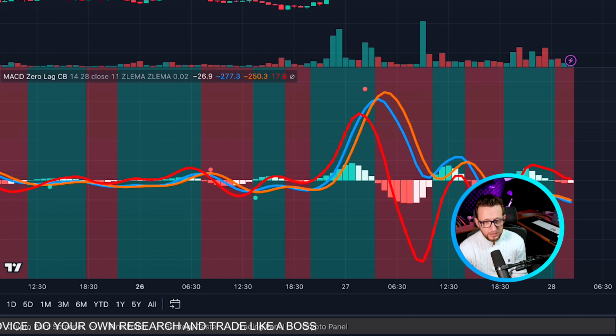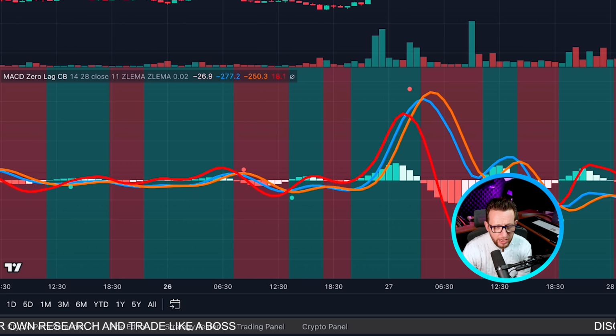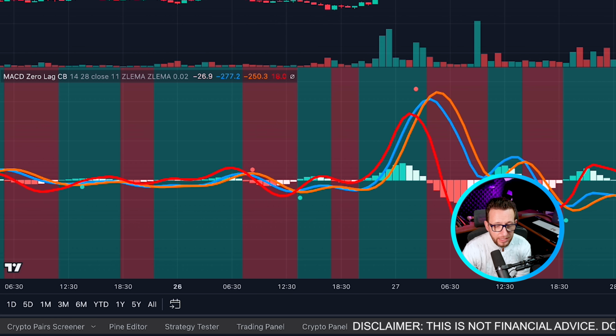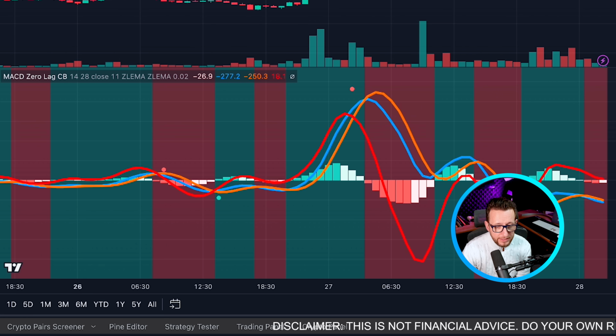Okay, all of our colors are set up here. As you can see, we have a green and red background, which is our trend direction. And then we have these green and red dots, which allow us to see the actual crossover. The blue line is there really just for reference, creating the histogram and things like that.